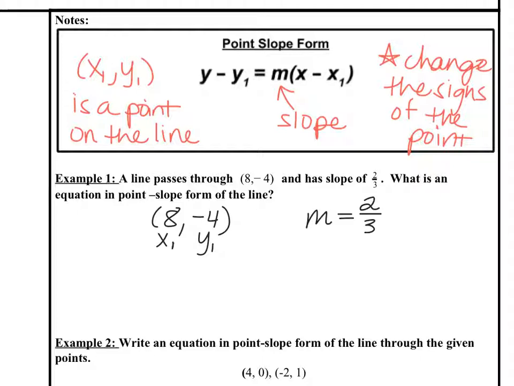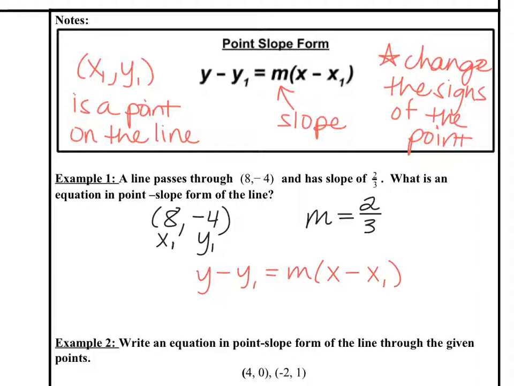What's the equation in point-slope form? Every time you do this, can you please start by writing the equation? Y minus Y1 equals M times (X minus X1). I am just copying the equation from the box. Now you take your point and your slope and you put it in.